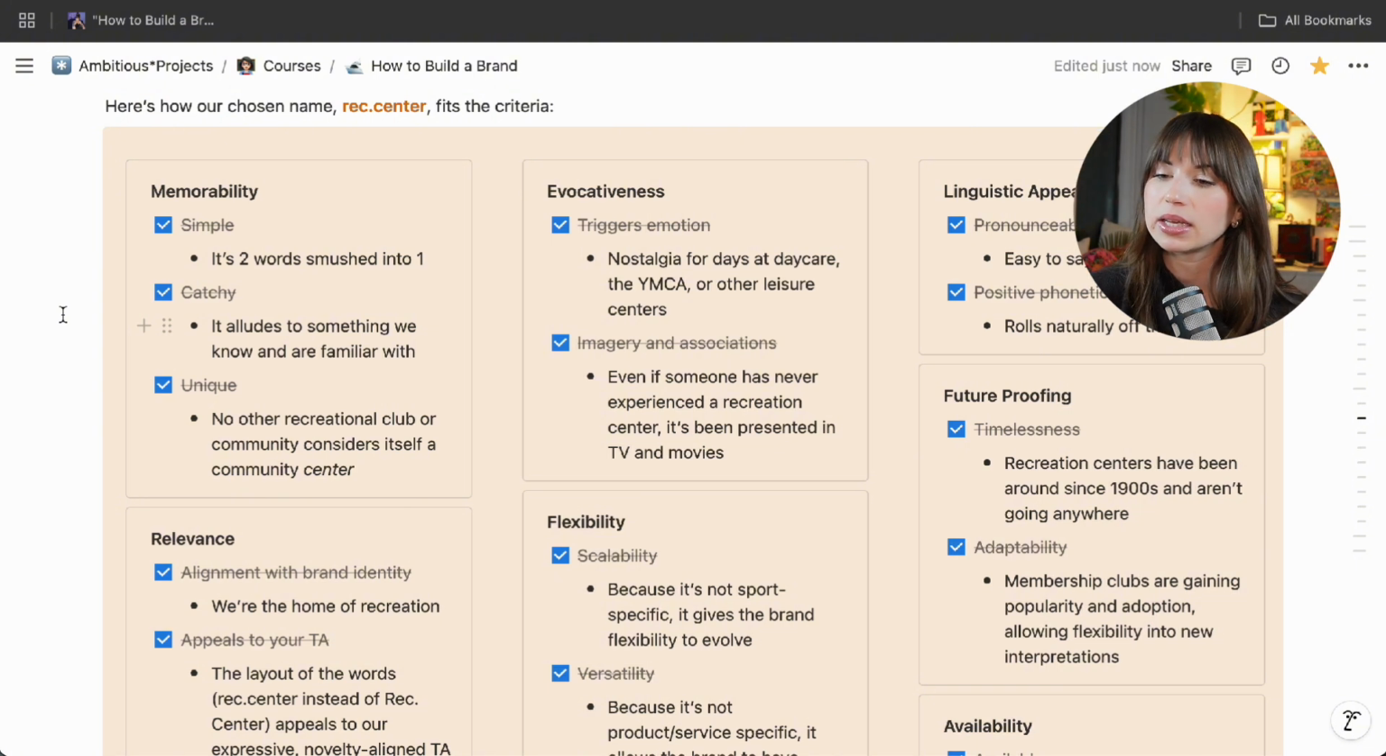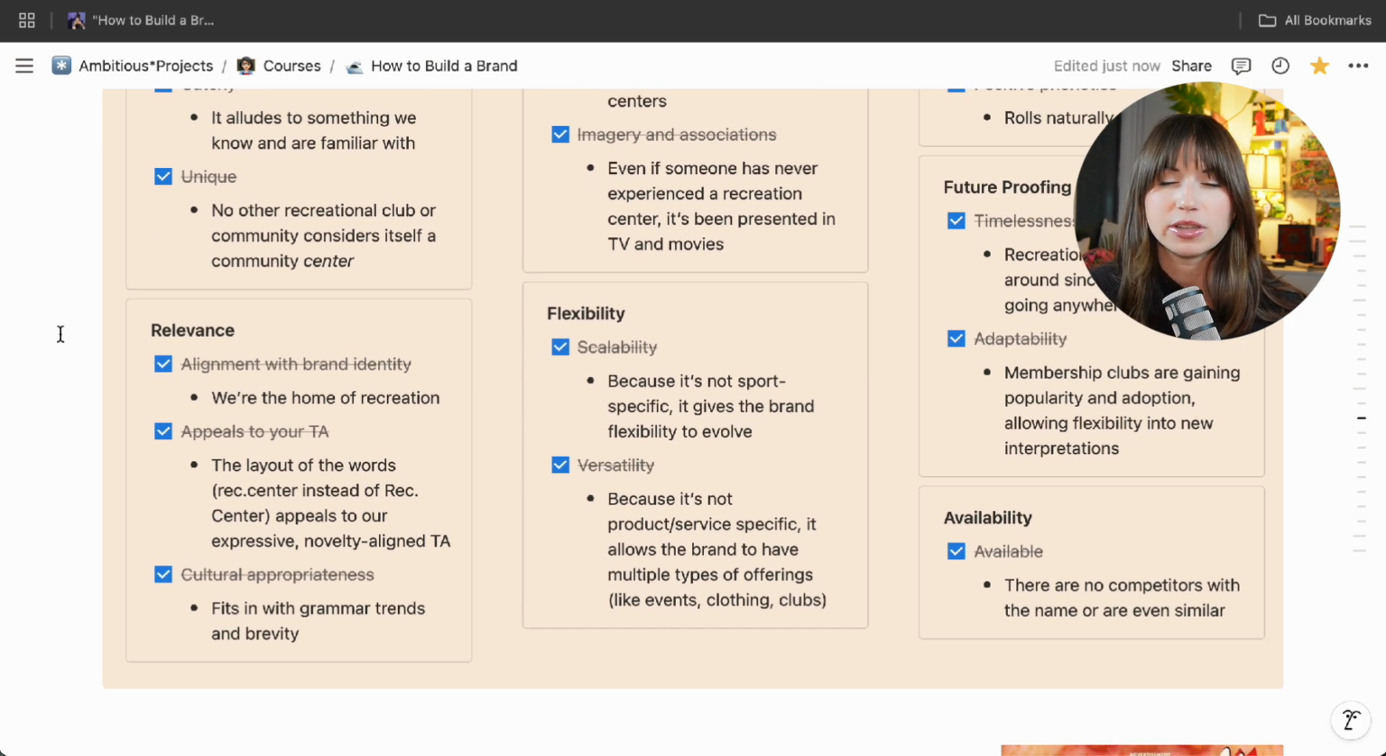center. Linguistically, it's appealing because it's easy to say, it rolls naturally off the tongue, and it's relevant because we are the home of recreation, so that does align with our brand identity. Our target audience is someone who likes things that are visually appealing, and because we have an abbreviation with the replacement of a space with a period, all lowercase, this makes it visually appealing and also culturally appropriate because it kind of fits within this grammar and capitalization and punctuation trend that we're seeing of a more casual representation of highly established things like businesses and brand names.